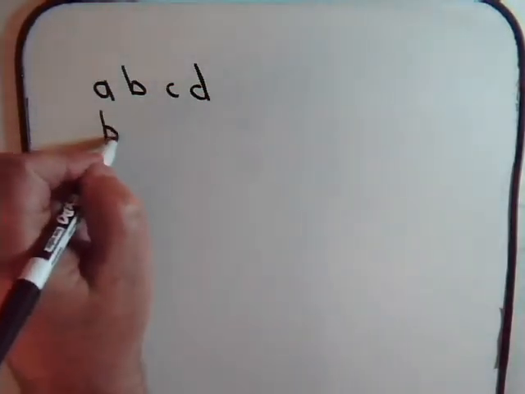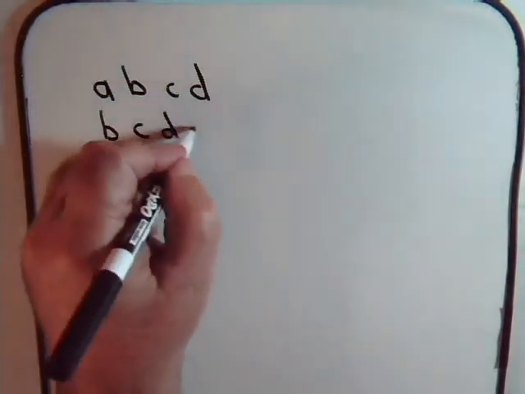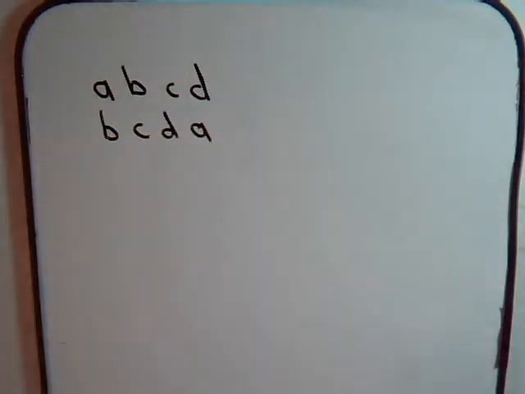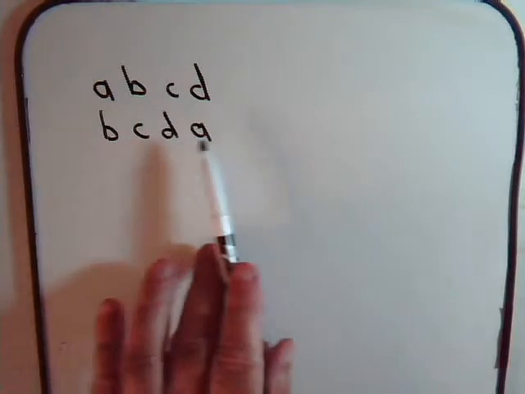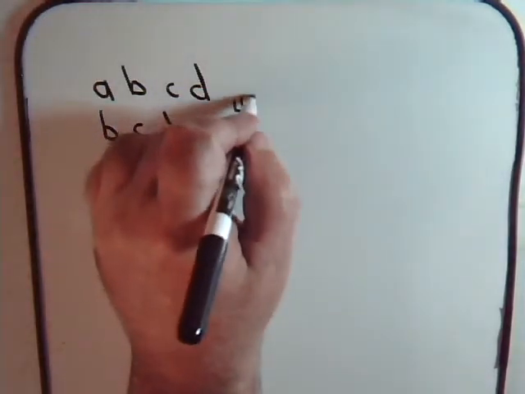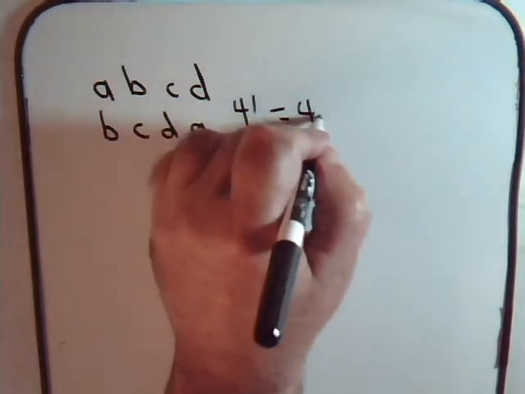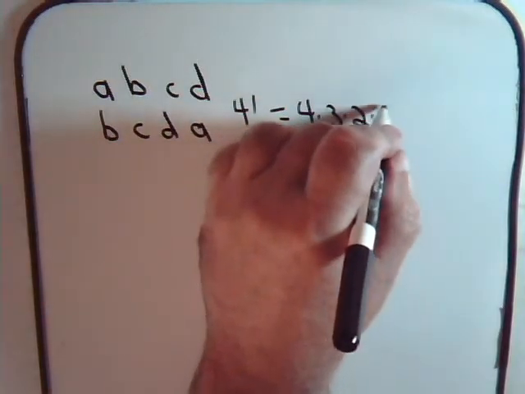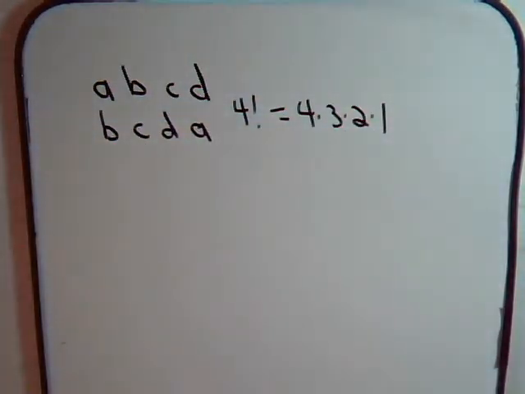For example, if we had this, that's a different arrangement than this. The letters are the same, of course, but the order of the letters is different. And we demonstrated in the previous video that the answer to that is 4 factorial. And we obtain that by using the fundamental counting principle.